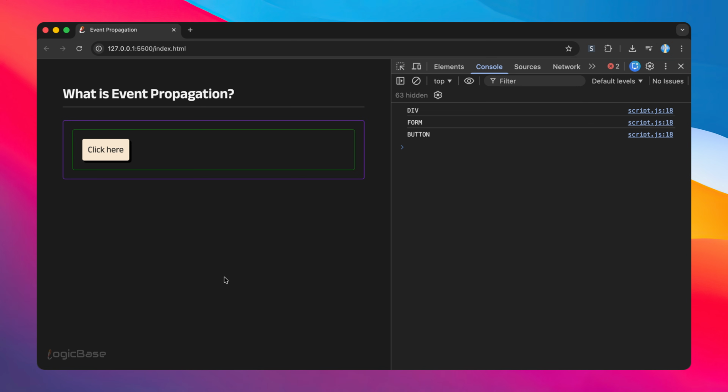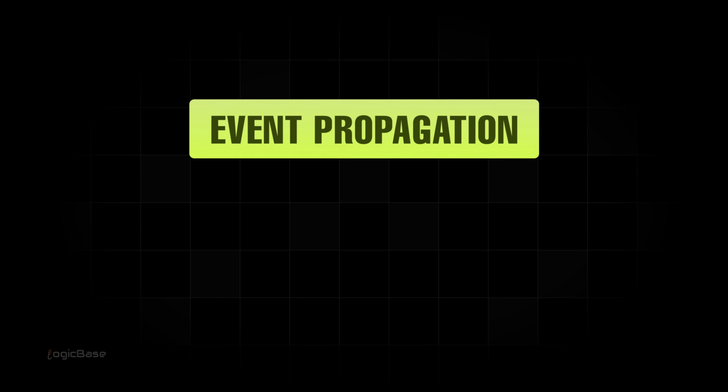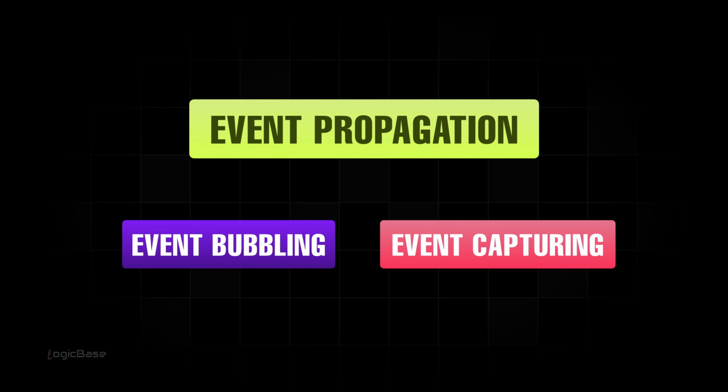This process is called event capturing or trickling. It's the opposite of bubbling. So, we have seen two types of propagation, default bubbling and capturing or trickling. That's also event delegation, which I have already shown in a previous video.